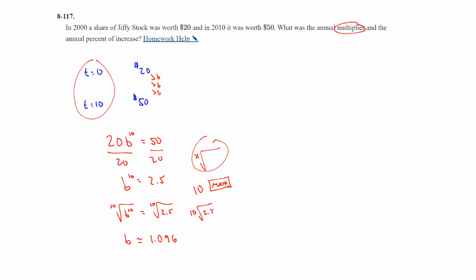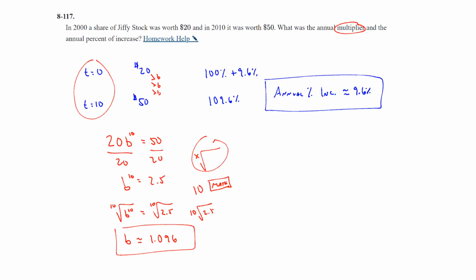So that's the multiplier. So what is the annual multiplier? That's this value right here. What is the annual percent of increase? Well, that multiplier includes the 100% that you start with. So you have 100%, and then you're going to add that percentage. So what is this number as a percent? Well, this would be 109.6%. So what did we have to add to the 100? We had to add 9.6%. So the annual percent increase is going to be approximately 9.6%. And so that's one way to do it.